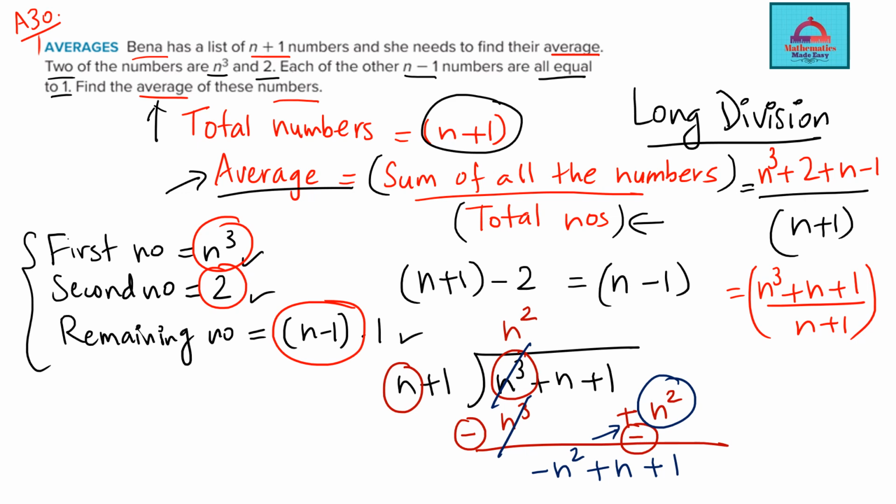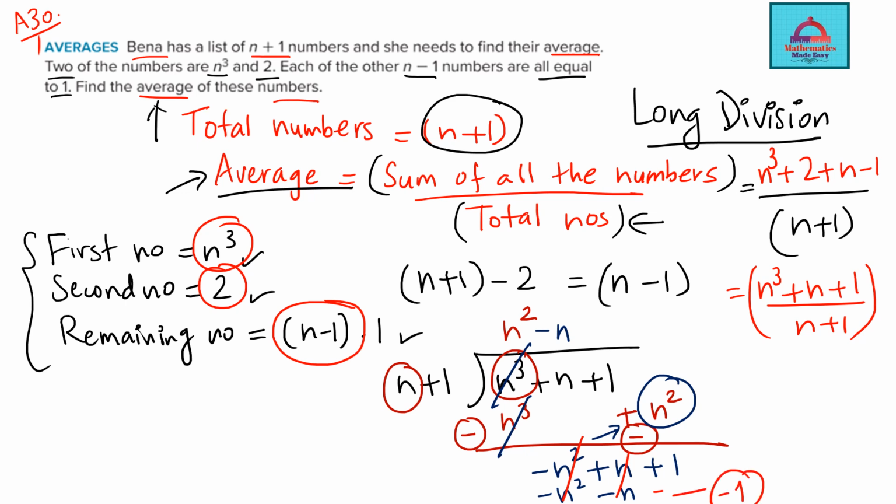So what should you multiply with n to get n square? Minus n. But you get minus n square minus n, and then you cancel the term. So you are left with the remainder, as this also cancels. So the remainder is, just change the sign, so minus 1.